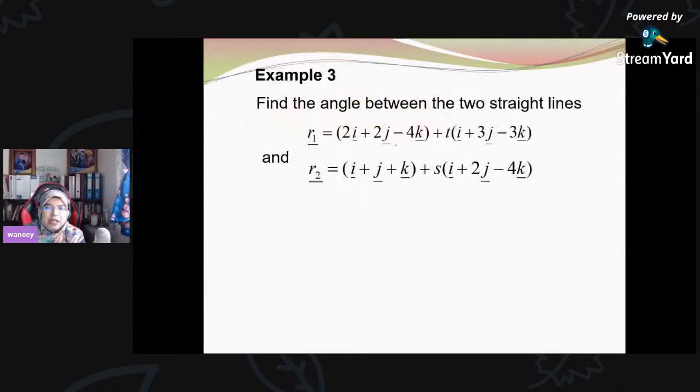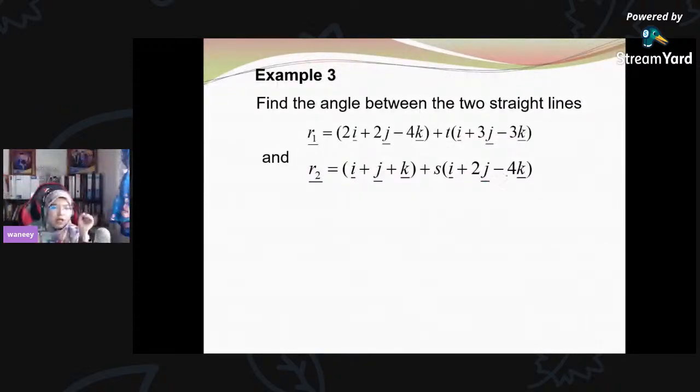Okay, so example 3. Find the angle between two straight lines. r1 is equal to 2i plus 2j minus 4k plus t(i plus 3j minus 3k), and r2 is i plus j plus k plus s(i plus 2j minus 4k). Okay, so we want the angle between two straight lines.